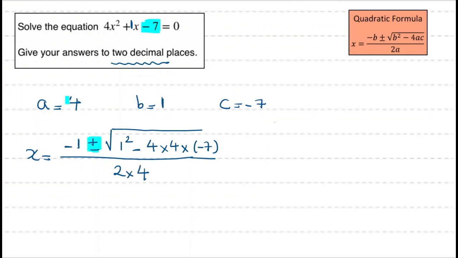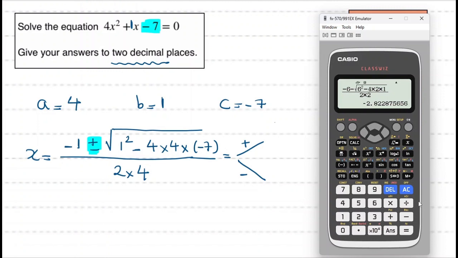Once again, because of the plus and minus sign here, we are going to get 2 solutions, one with plus sign and one with minus sign. So we get our calculator up here, press fraction button, and then type all the numbers in. Minus 1 plus square root of 1 squared minus 4 times 4 times brackets minus 7 brackets closed, and then we go to the bottom of the fraction and we have 2 times 4.